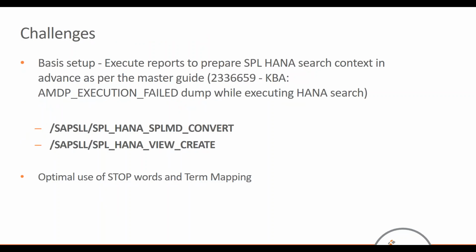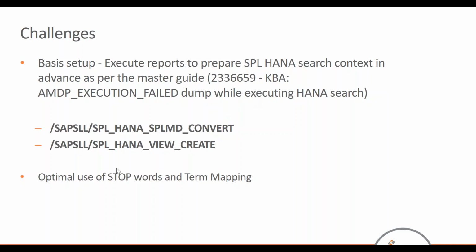Some of the challenges we faced: after the completion of SPL HANA configuration, when we initially ran SPL, we got some runtime errors, ABAP dumps. When we analyzed those errors, the reason we found was that certain HANA views were missing. The basis team needs to run a few reports. You can see these reports. They need to run these reports on a one-time basis, and they are also mentioned in the master guide.